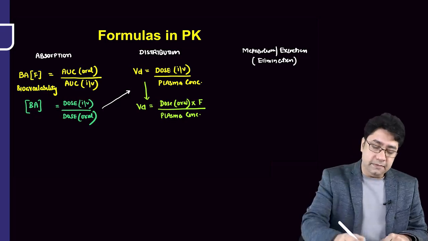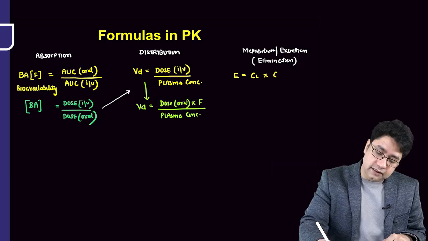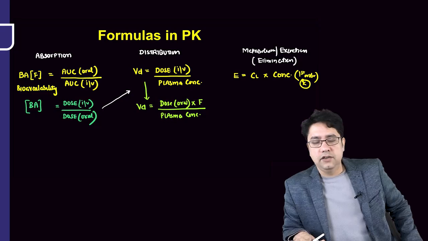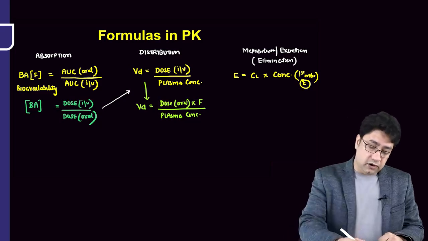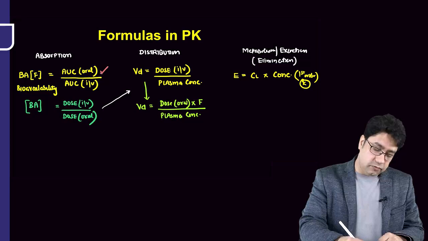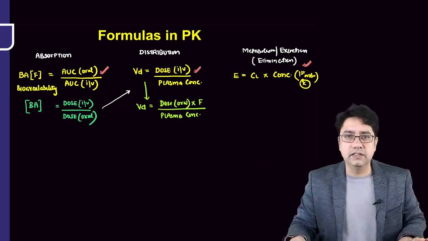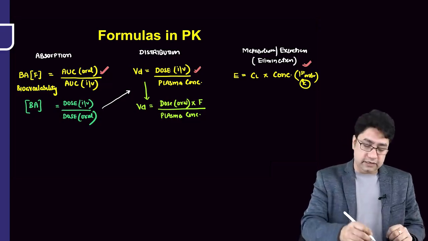And lastly, in elimination, we discussed the formula for elimination. Elimination is equal to clearance into concentration of a drug. And this is the formula of first order kinetics. So we only discuss elimination in first order kinetic. Zero order kinetic has a very complex formula which we don't have to discuss. So overall, if you see, this was the first formula, second formula and third formula. These three formulas we have to learn. Now, we will derive three more formulas.